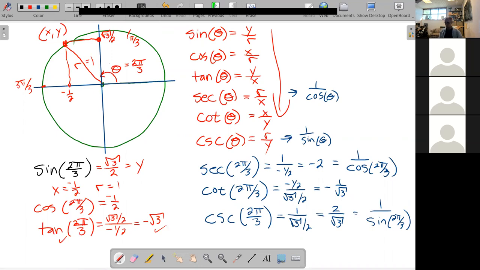So I urge you, draw pictures for these problems. It'll help you solve them. You have to know these relationships too.